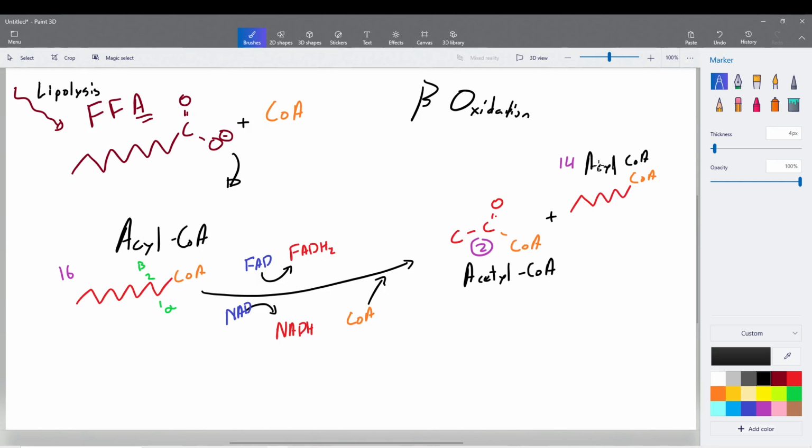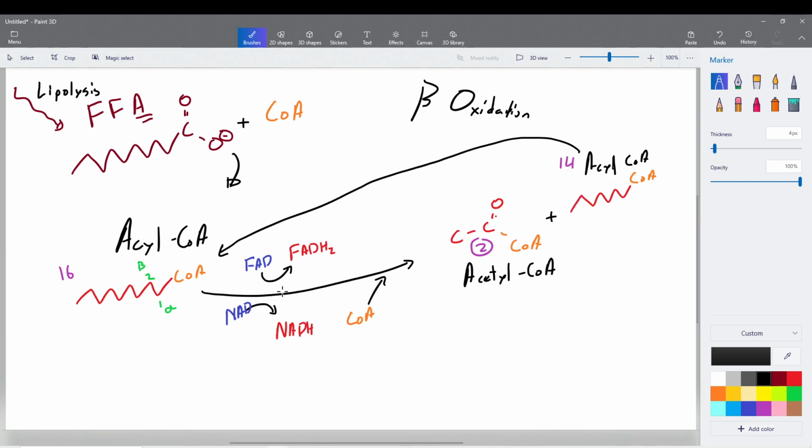So now, what do I do with these products? Well, I know what to do with acetyl-CoA. That's relatively easy. But acyl-CoA, hey, it's just the same thing. This 14-carbon acyl-CoA is the same thing as the 16-carbon acyl-CoA, just slightly shorter. So I'm going to run it through beta oxidation again.